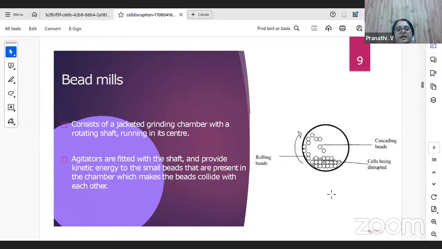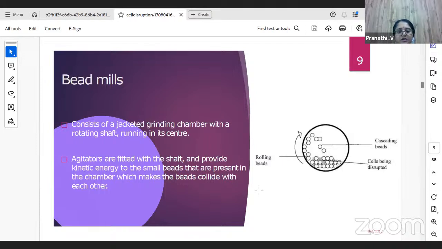So when there is a bead mill, you have beads that are there. So you have the cells that are there. In between the beads, it's a roller. It is going to be rolled like this. In between the beads, the cells are going to get crushed, disrupted.